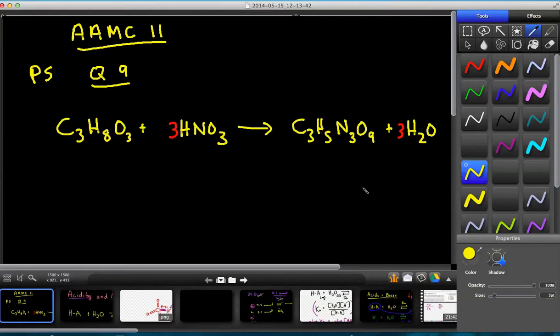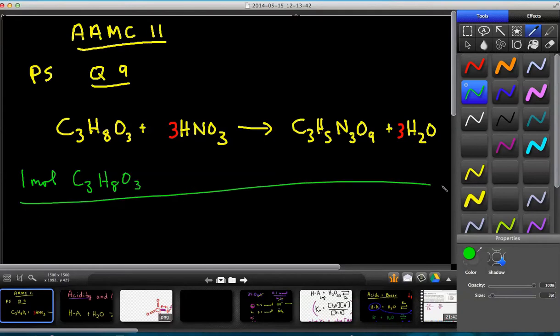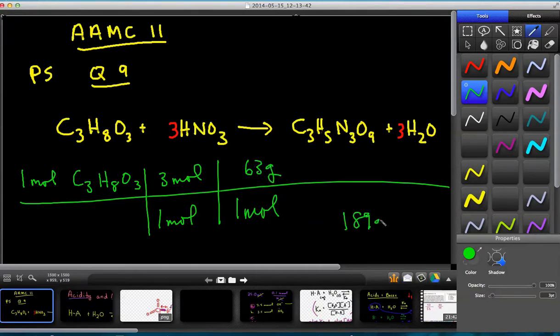So there's our stoichiometry, and we want to convert 1 mole of glycerol. We need to know how much nitric acid we need. So we could start with 1 mole of C3H8O3. And we know that 1 mole of this reacts with 3 moles of nitric acid, and that 1 mole of nitric acid is 63 grams. So that's going to be 189 grams of nitric acid that's needed. Closest answer is D.